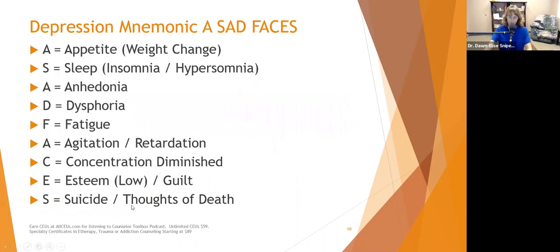Well, let's break it down for you. Let's hit the highlights. The mnemonic is SAD FACES, and I know that is not grammatically correct, but you're just going to have to deal with it. You want to look for appetite changes, sleep changes. A is for anhedonia, D is for dysphoria, F is for fatigue. A is for agitation or retardation, that psychomotor movement stuff. C is for concentration diminished. E is for esteem, low self-esteem, a sense of guilt. And S is for suicidal thoughts or thoughts about death. So SAD FACES can help you remember the different things that you want to specifically assess for.